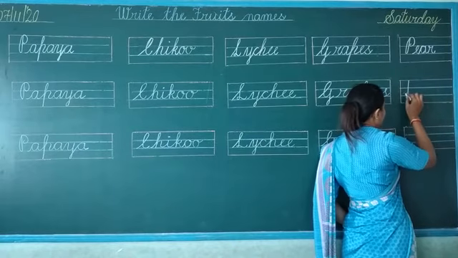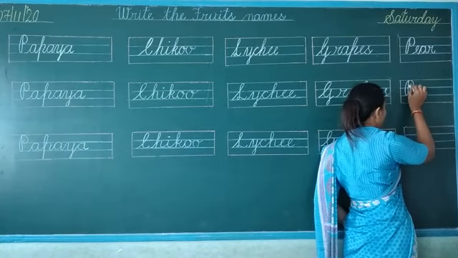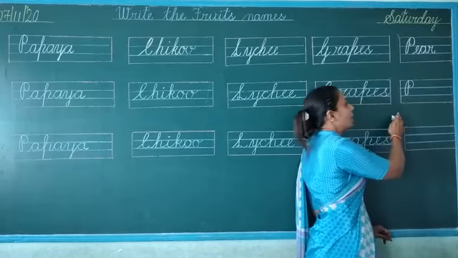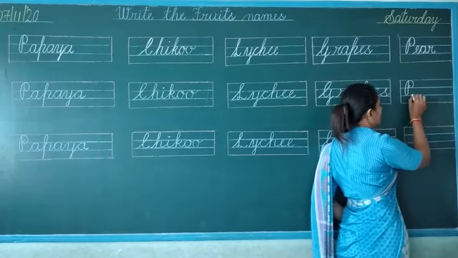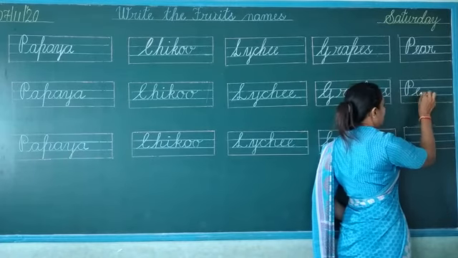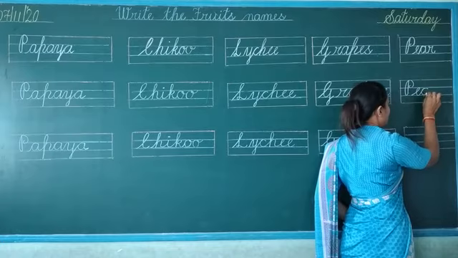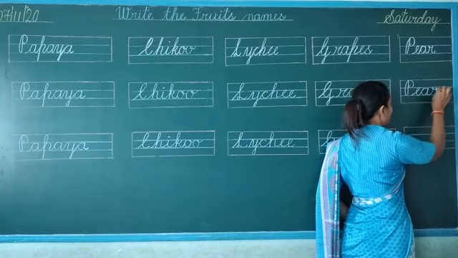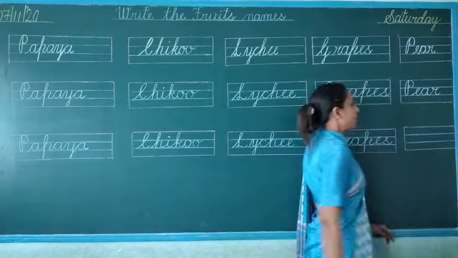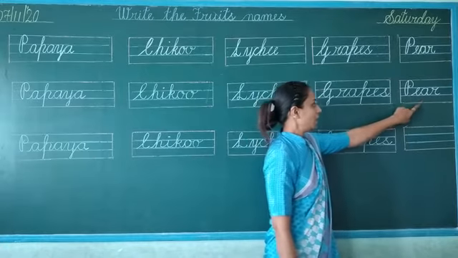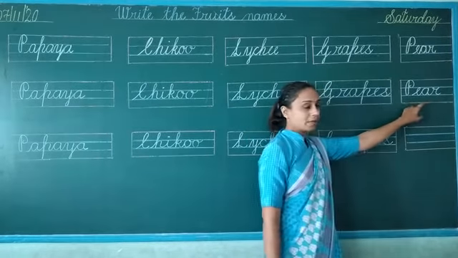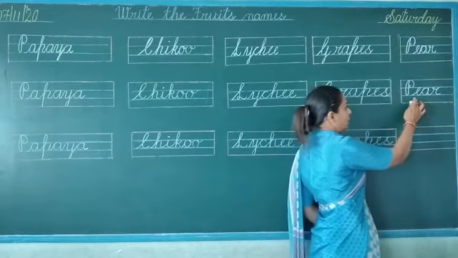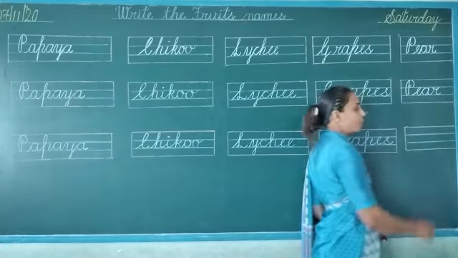First letter, capital letter. So we have to write here capital letter P, E, A, R. Pear. P, E, A, R. Pear.